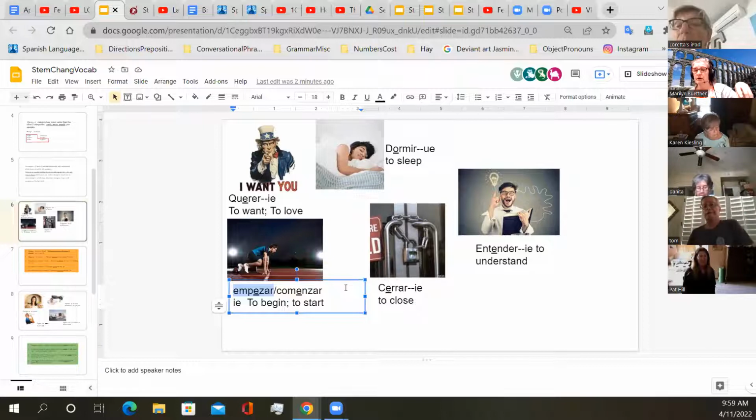The one person form is empieza. This form empieza is super important because quite often, just as in English, we say it is starting. Like the show is starting. It is starting, like it's starting to rain. It is starting, like the concert is starting. We use this form empieza to talk about a thing that is starting. El concierto empieza. The concert is starting. El programa empieza. The program is starting, right? Empieza a nevar. It's starting to snow.